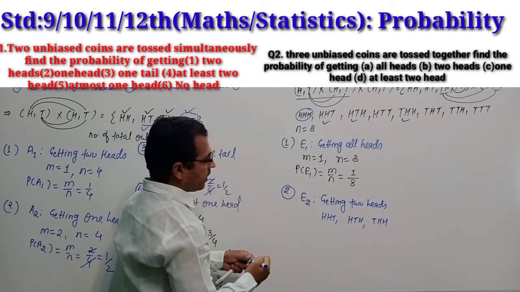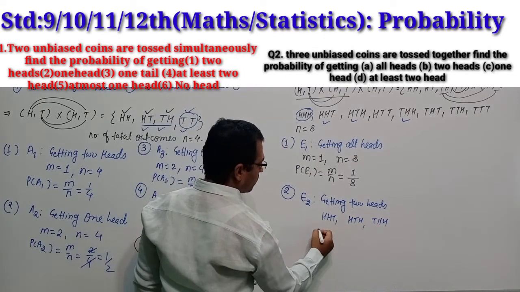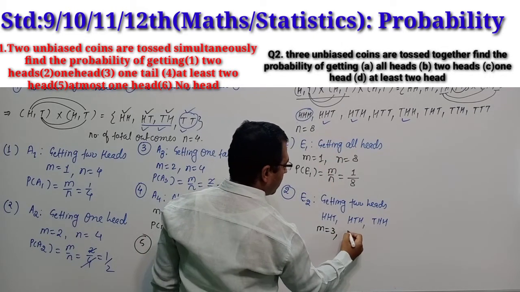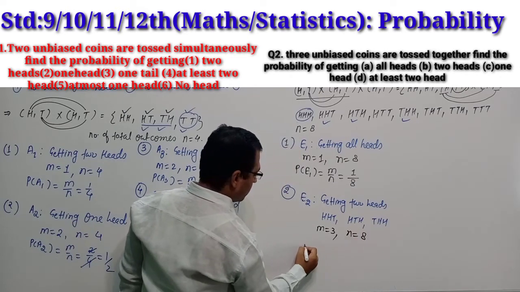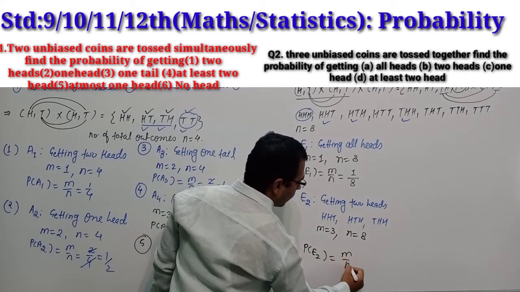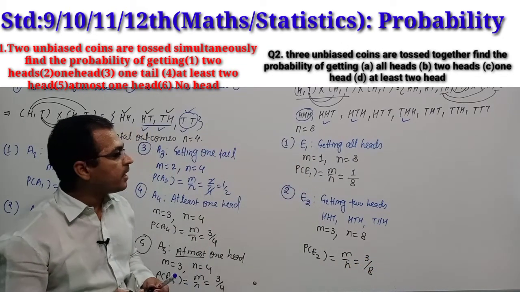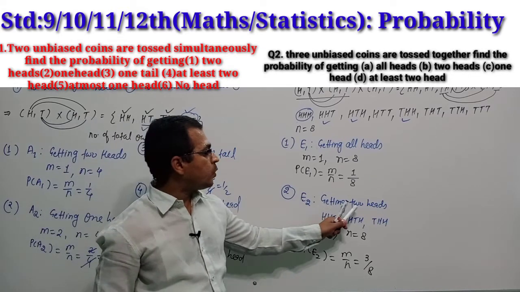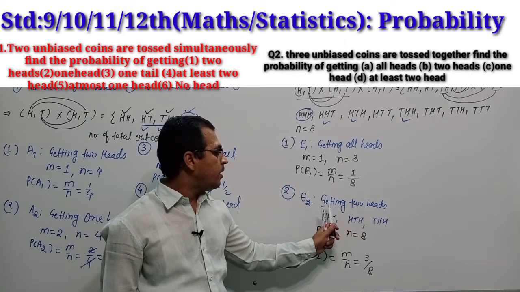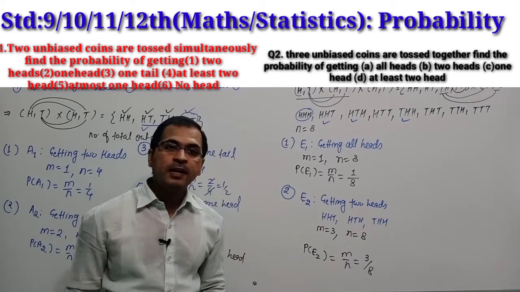So students, here you can count the favorable events, 1, 2, 3, so M is equal to 3, and the total number of events, N, is equal to 8. So P of E2, M by N, is 3 by 8. So students, you can conclude that if three coins are tossed simultaneously, the probability of getting two heads is 3 by 8.